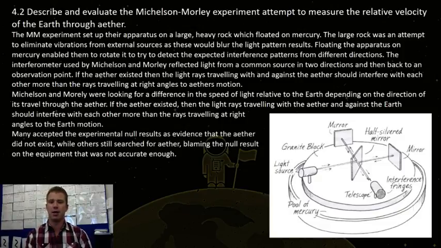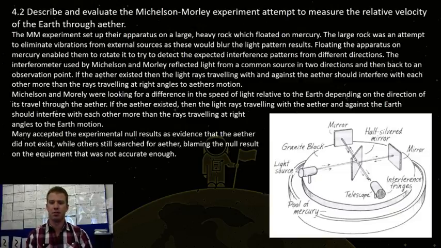In the Michelson and Morley experiment, they set up a large apparatus on a heavy rock which floated on mercury. The reason for the mercury was that the vibrations of any movement would be limited. So floating on this mercury limited interference from outside.